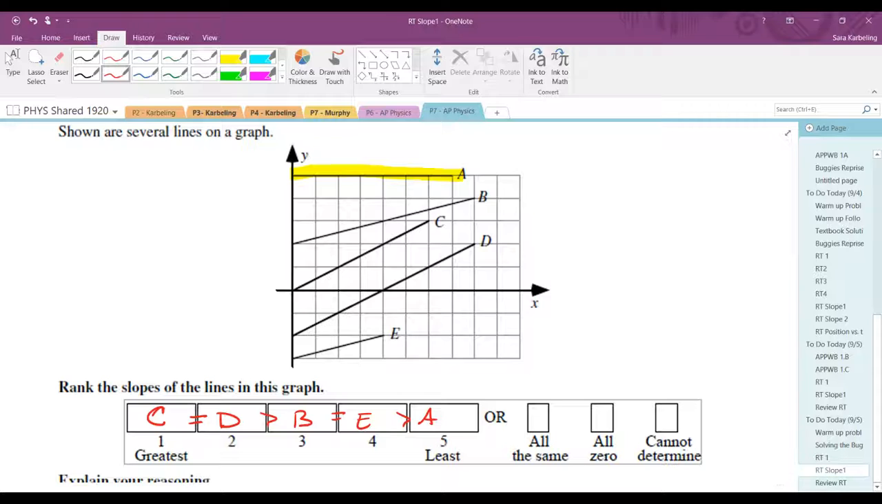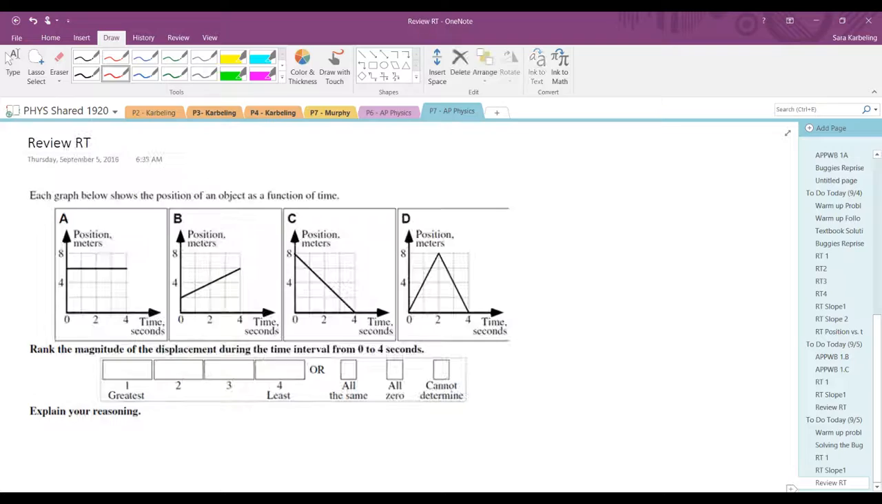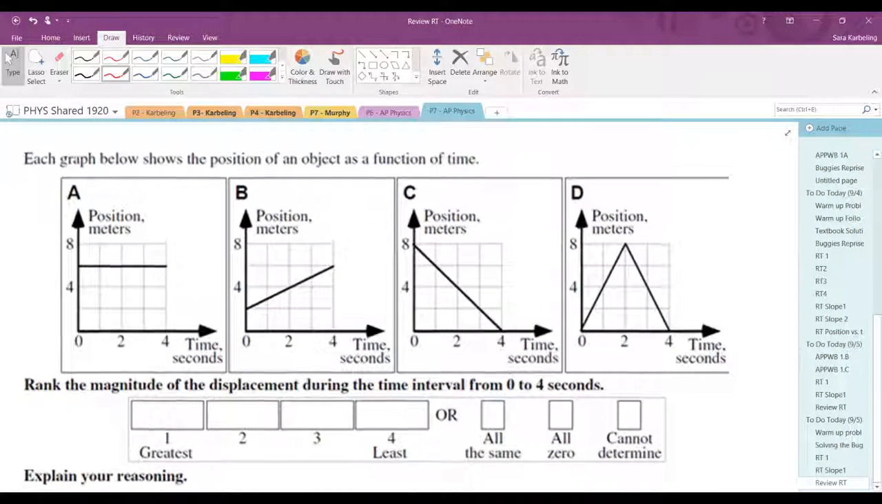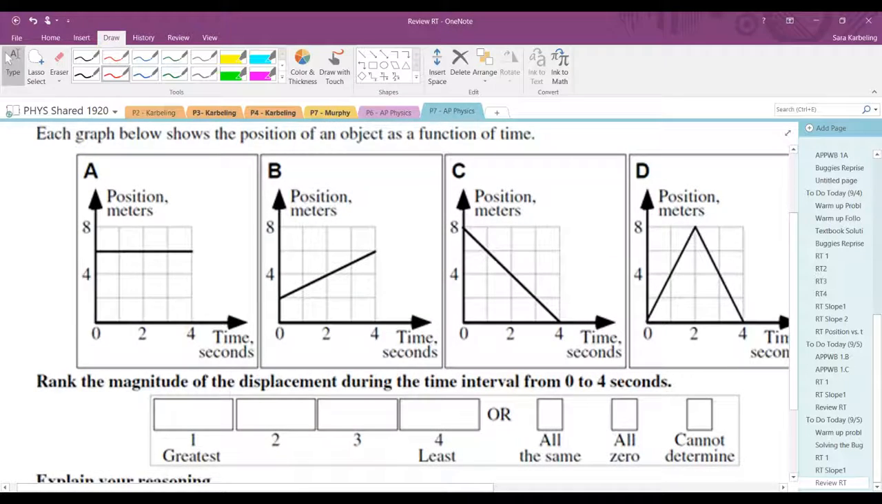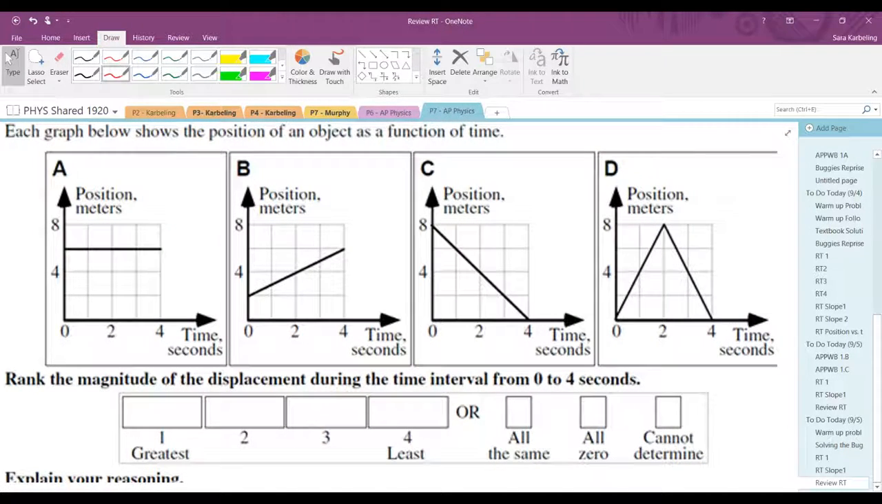Got one more. Are you ready? Everybody with me? One more. Here it comes. Now we're getting into some physics. All right.